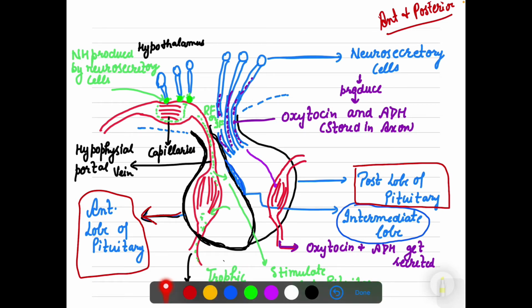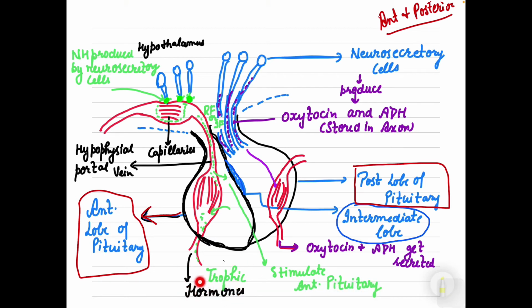Once more, what is happening? What does the hypothalamus do? The neurosecretory cells of the hypothalamus produce neurohormones. These neurohormones are released by the hypothalamus and come into the blood. This blood vessel forms capillaries, and the capillaries again join to form a vein known as the hypophyseal portal vein. This hormone can be a releasing factor or an inhibitory factor. Now this will go into the anterior lobe of pituitary and stimulate it. Now the anterior lobe of pituitary starts releasing the trophic hormones.